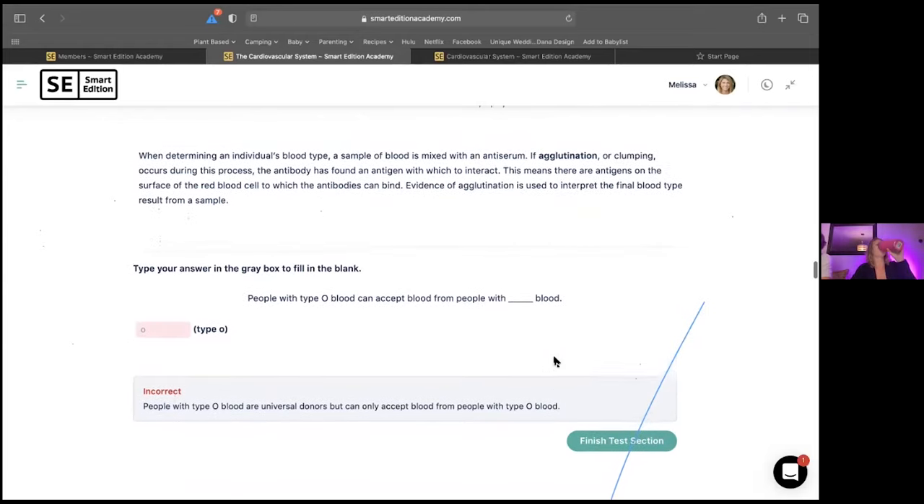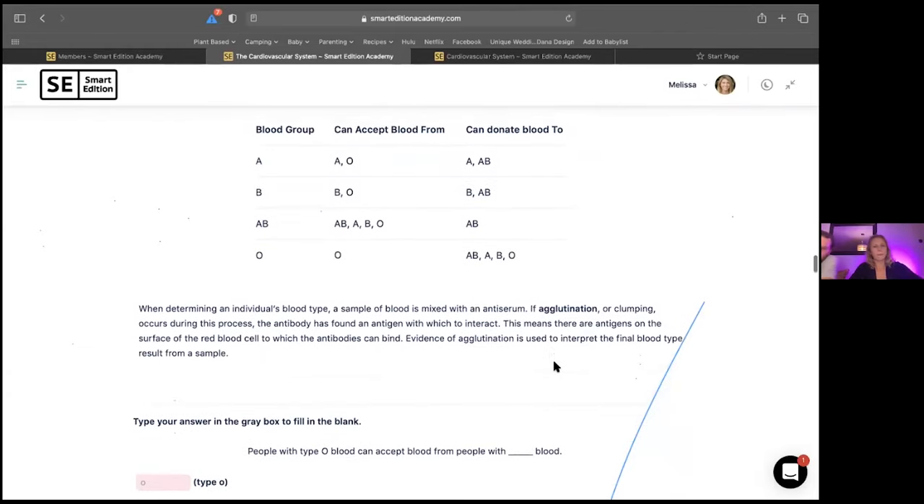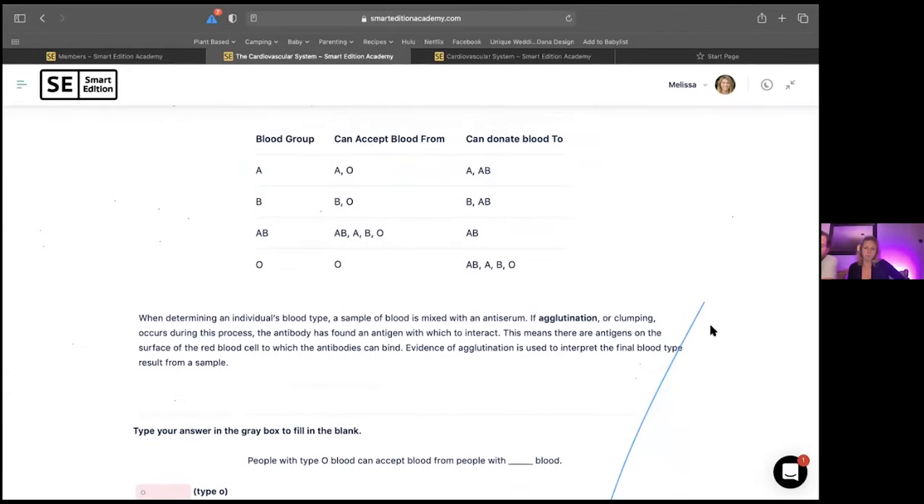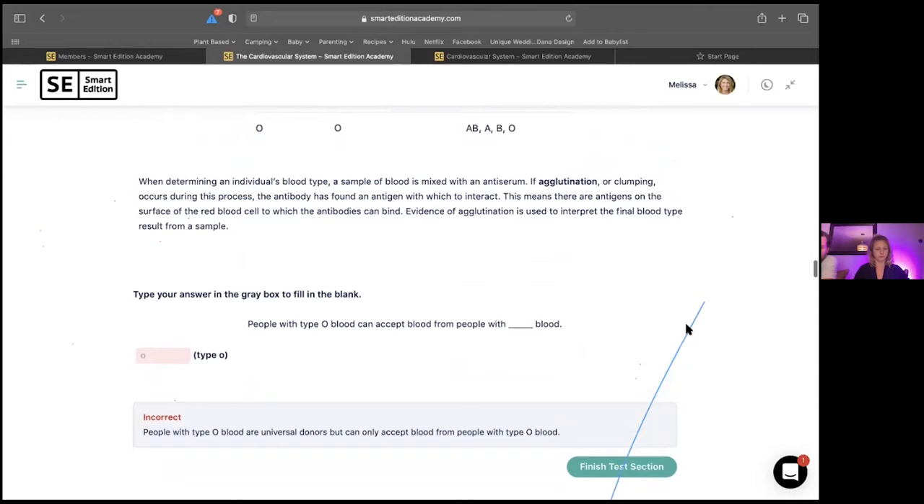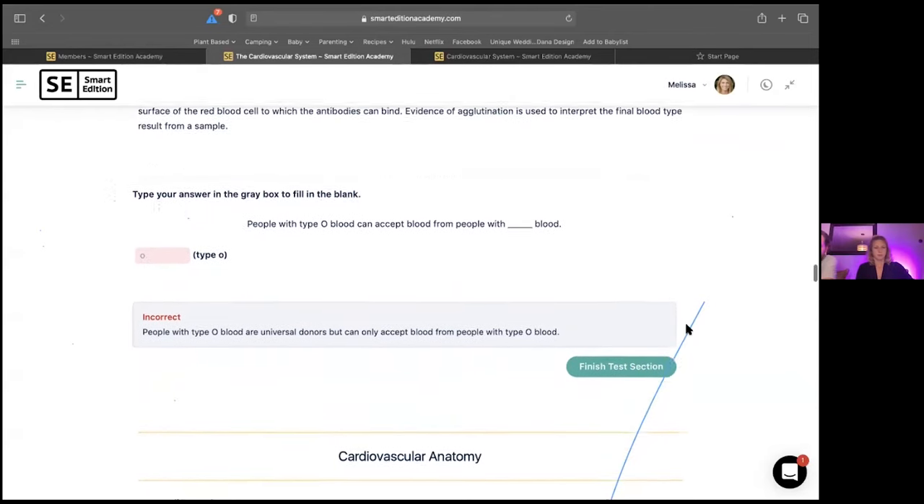It is capital O. Because I'm not sure how this blue line got here. I feel like one of our participants accidentally drew that or something and it showed up. But that's an interesting artistic flair for tonight, I guess.